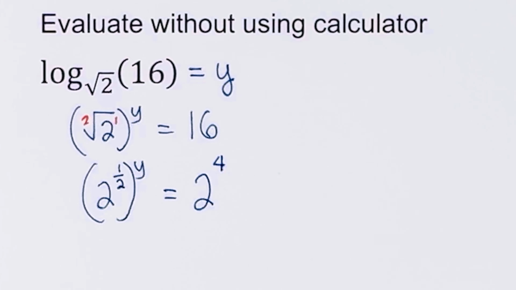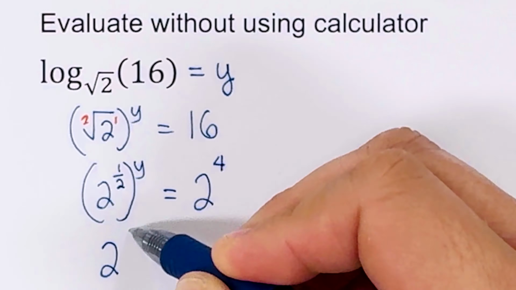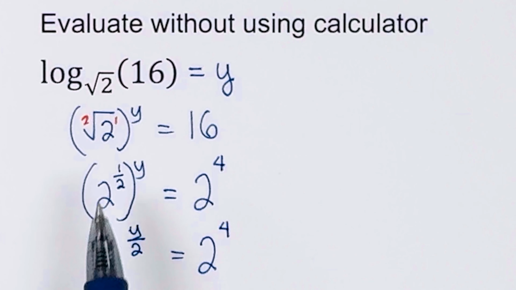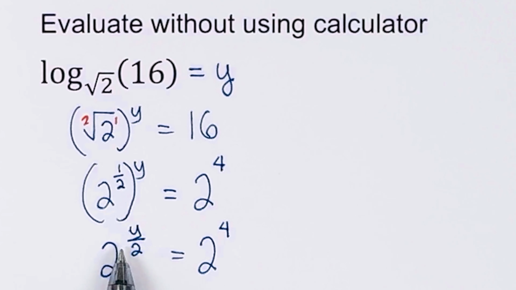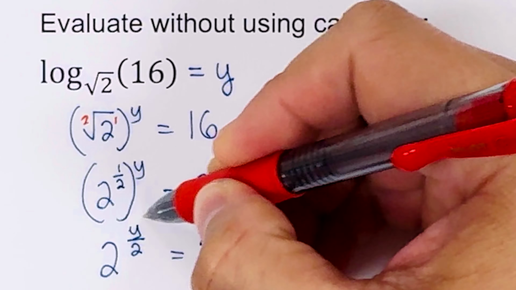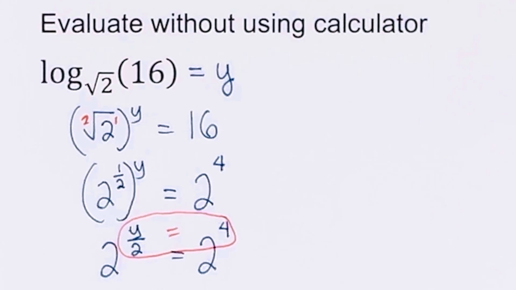So we can go ahead and simplify this further as, so what I did was I multiplied 1/2 with y, so that gives us y over 2, and that's 2 to the power 4, so that we can go ahead and say that their exponents are the same because their bases are the same. So I'm going to go ahead and show the work to solve for y here.